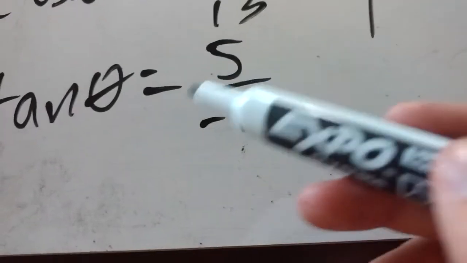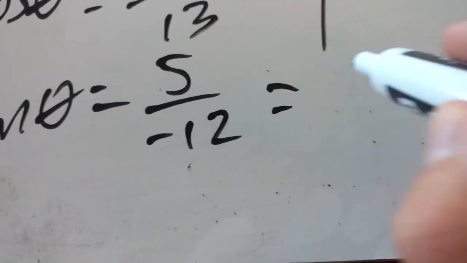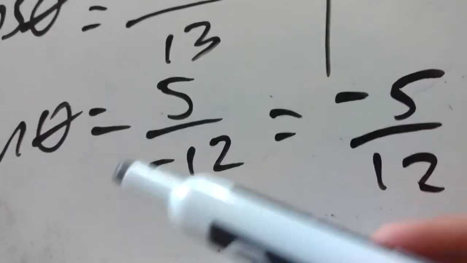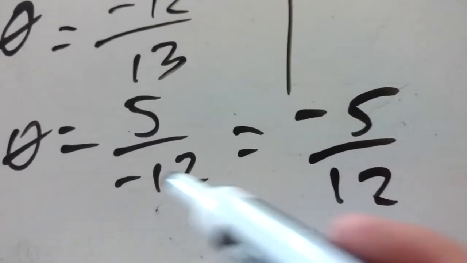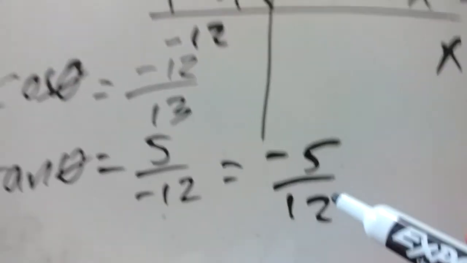And if you know me well enough, I hate having a negative number in the bottom, so we're going to change that to -5 over 12. Doesn't matter where the negative number is, it's just not nice having a negative in the bottom, so you can just move it up to the top.